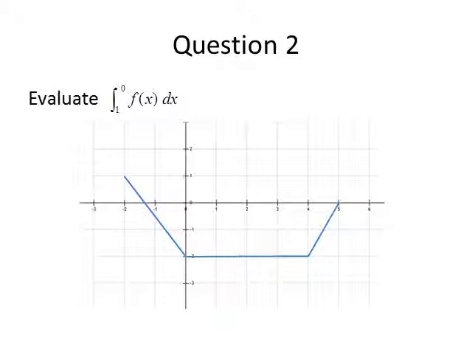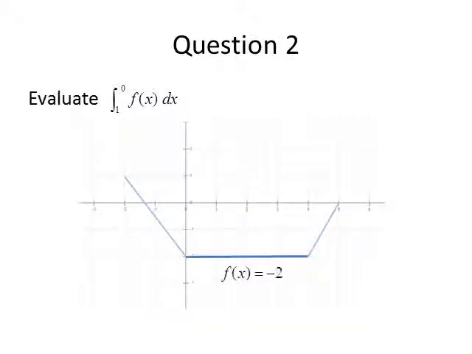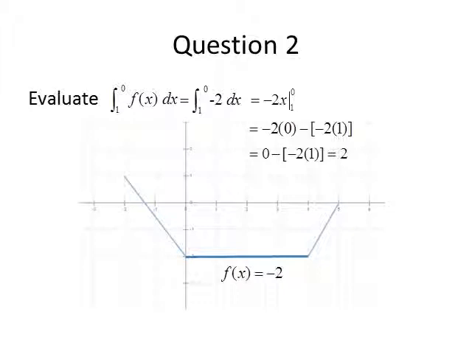Another approach to question 2 has us seeking a function rule for f of x on this interval. Since the function is a horizontal line at a height of -2, we can say that f of x equals -2. That's easy enough to integrate. First, we find an antiderivative. Then we plug in the upper limit of integration, then the lower limit of integration, then we subtract the results. Once again, we find the answer is 2.